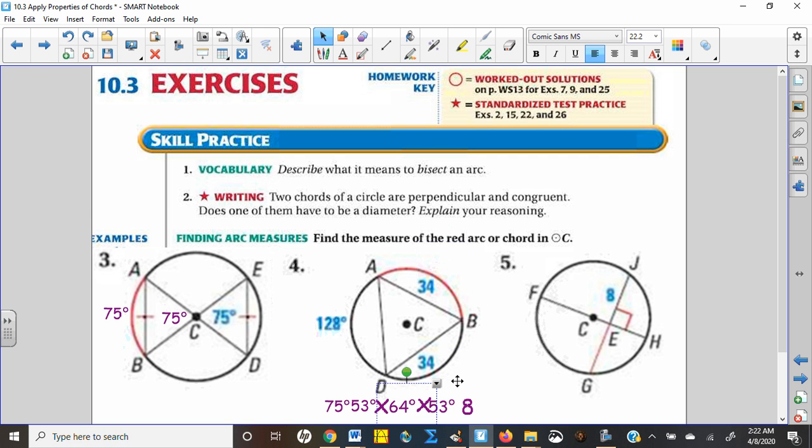What else were we going to do? Number 5. Well, it looks like FH is bisecting, what was the diameter? It goes through the center, and it's perpendicular to JG. Well, a diameter that is perpendicular to a chord by theorem 10.5 bisects the chord, meaning that EG would have to be 8. I think that was the red segment, wasn't it? Moving on.